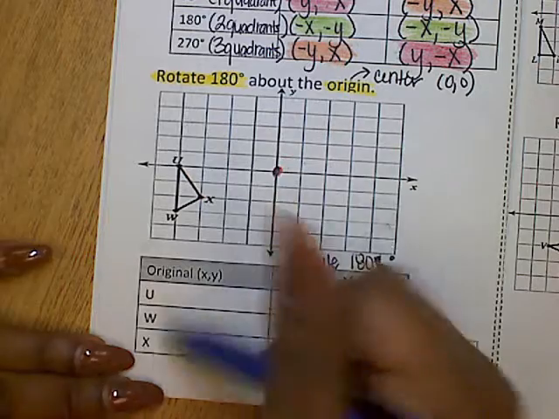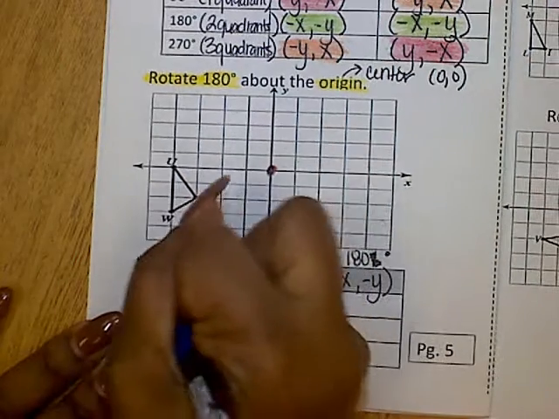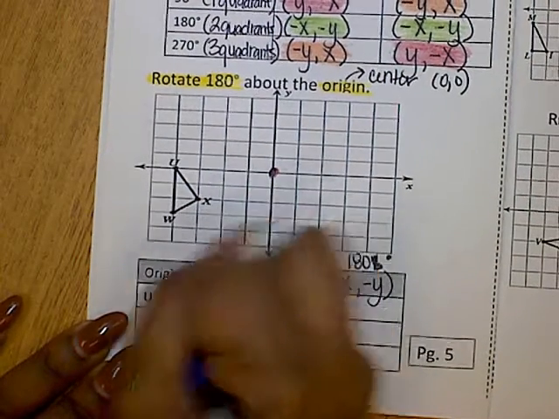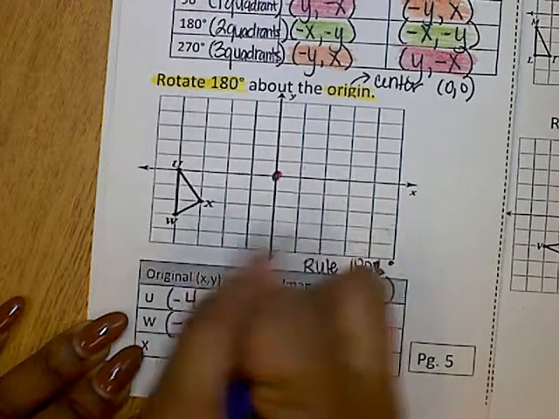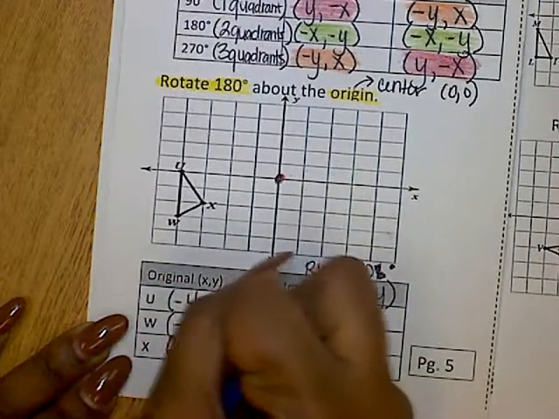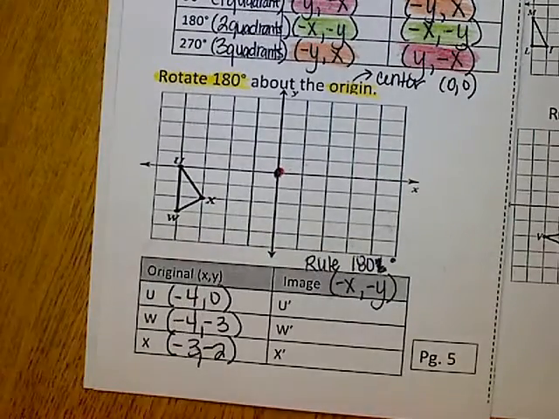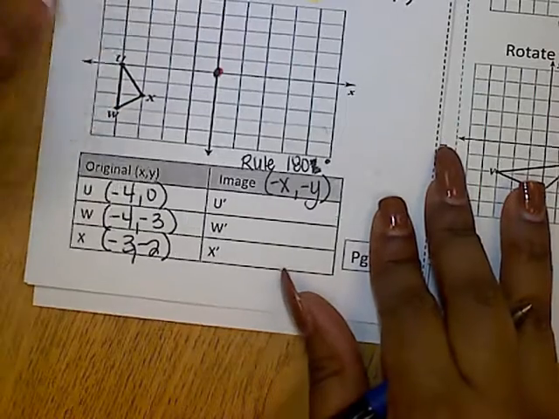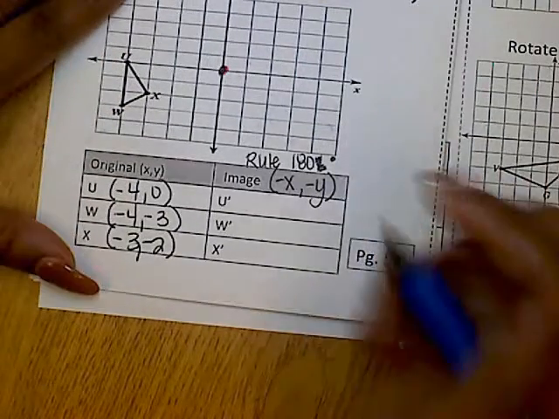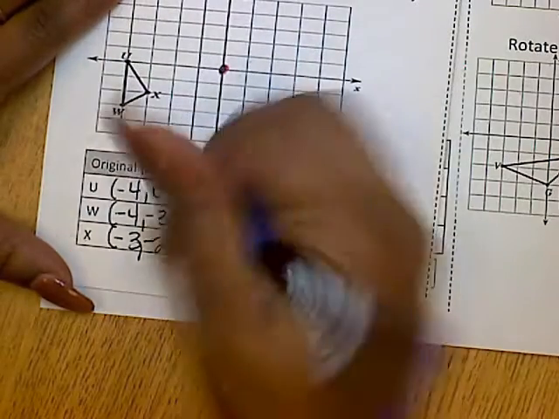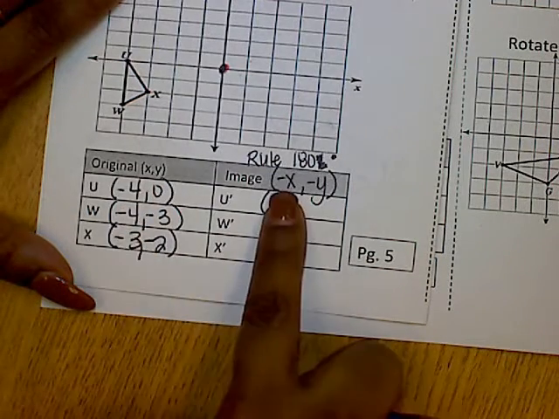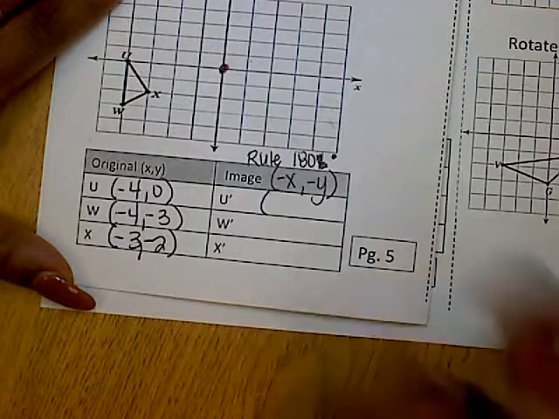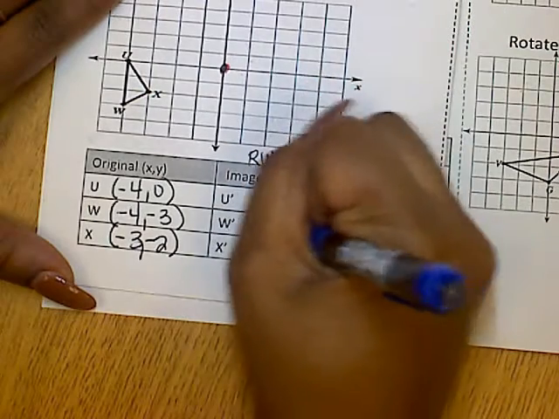So we first need to write our original points. Looking at the graph, U is negative 4, 0. W is negative 4, negative 3. X is negative 3, negative 2. And as I said before, everything is staying in the same place, but the sign is changing. So your x's are all negative here. A negative times a negative will be a positive, so they become positive.